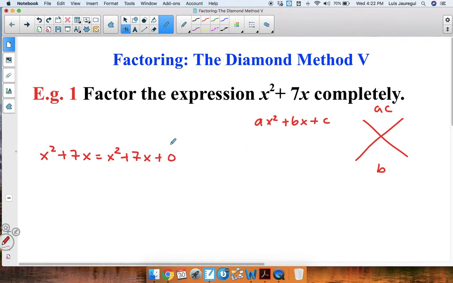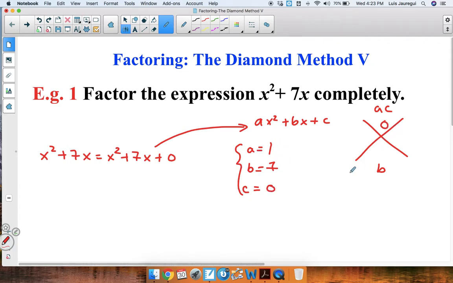And now we can start to do the matching here, so we can determine the value for a, b, and c. In this case, the coefficient of the quadratic term is an implicit 1, so we can say that a is equal to 1. The coefficient of your linear term is a positive 7, so we can say that b is equal to 7. And your constant term is a 0, so we can say that c is equal to 0. So when you multiply a times c, you get 1 times 0, which is 0.